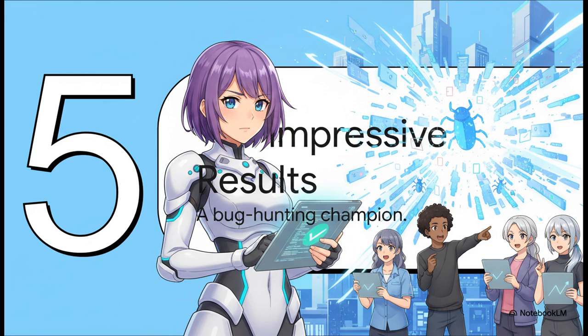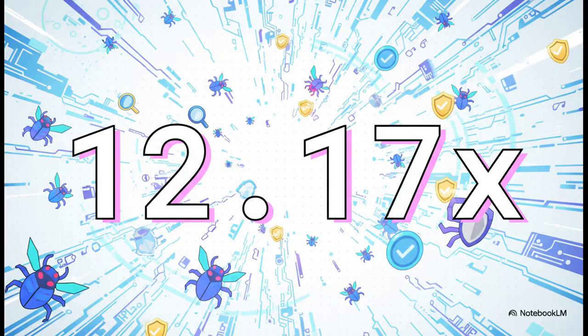So that's the theory, but what about the proof? Did it actually work? Oh yeah, the results are, well, they're pretty staggering, honestly. Lyso was put up against other state-of-the-art tools, and here's what they found. The headline number is just wow. On average, Lyso found bugs over 12 times faster than its competitors. This isn't just a small improvement, we're talking about a massive leap forward in efficiency.